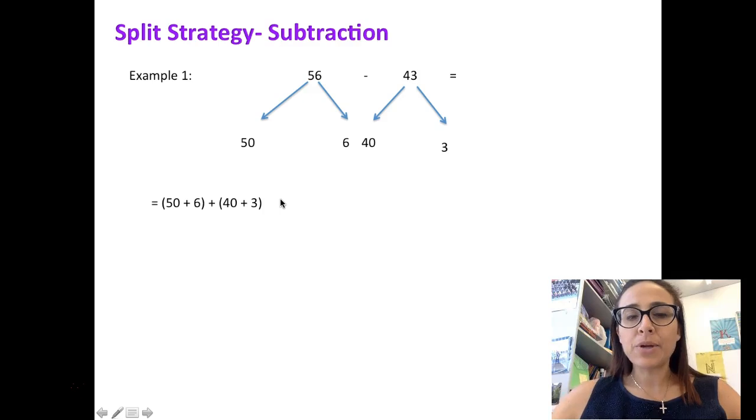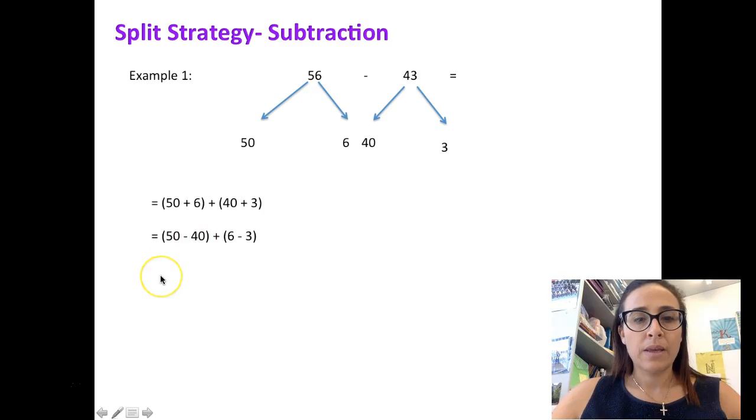Now let's start subtracting. We need to subtract the tens from the tens and the units from the units. So let's reorganize this information. 50 minus 40, 6 minus 3, which equals 50 minus 40 equals 10, and 6 minus 3 equals 3.